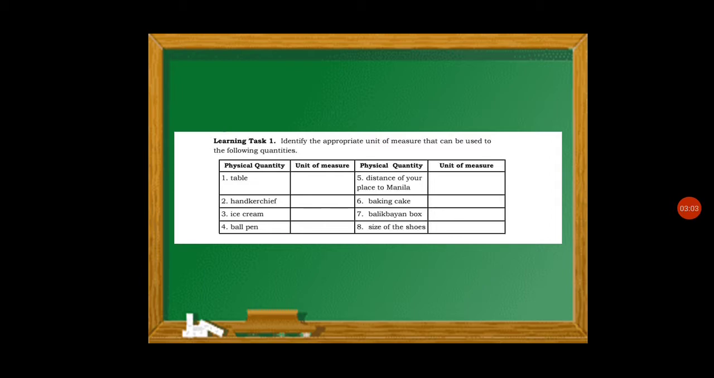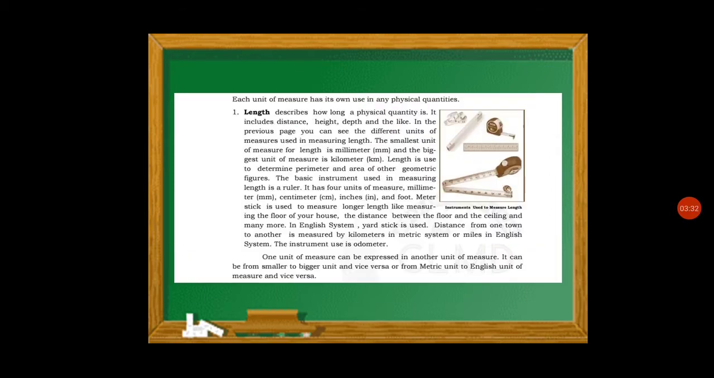Number 6, baking cake. I think it is baking soda. So you could make use of cup, tablespoon, teaspoons. Number 7, balikbayan bags, you can make use of, I think this looks for capacity. And for 8, we have the size of a shoebox. Shoes, we can make use of inches.